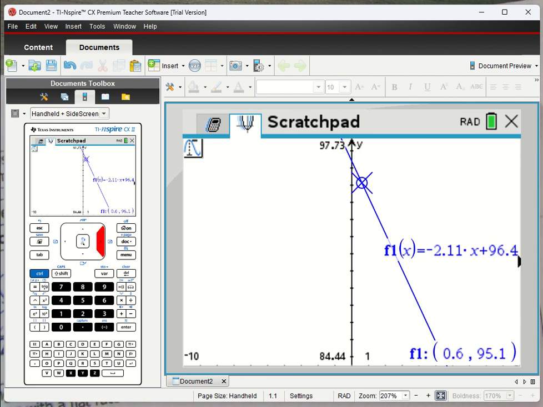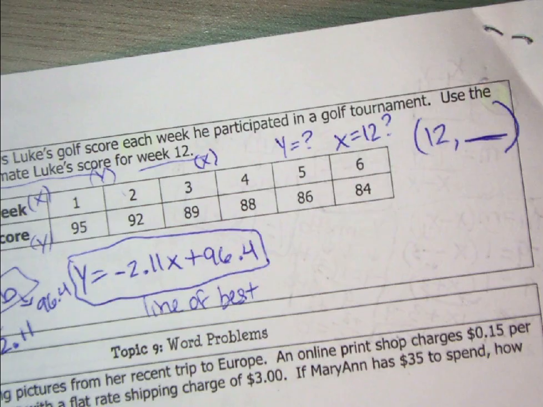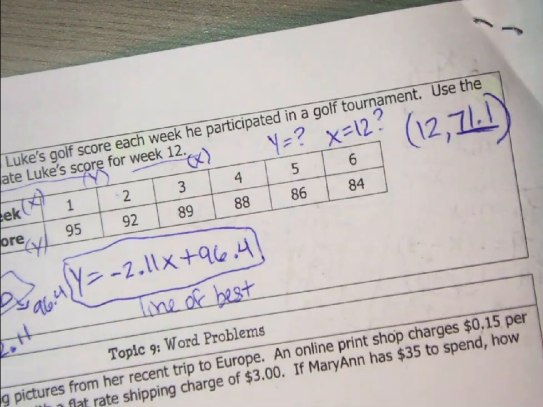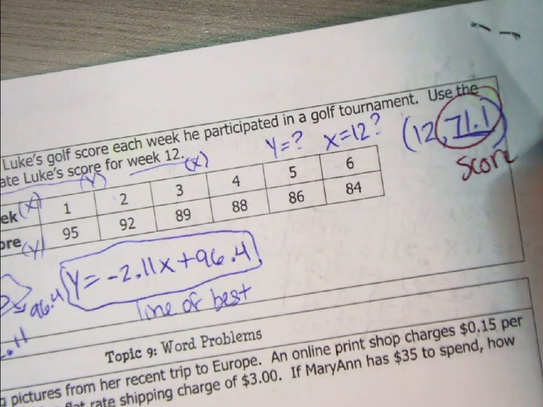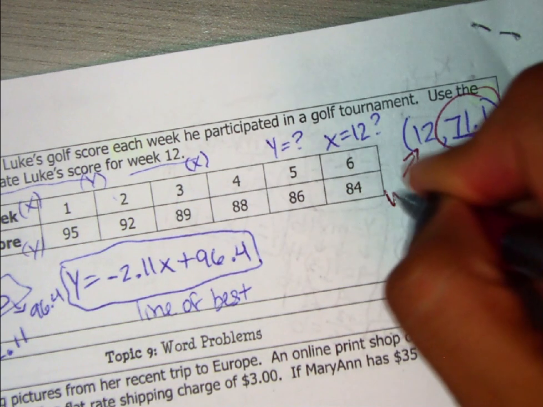And we're looking for when x is 12. Again, it's faster to just type the x value you're looking for, press enter, and then that's the y value, 71.1. That is the answer to the question. That is the score that Luke will have on week 12.